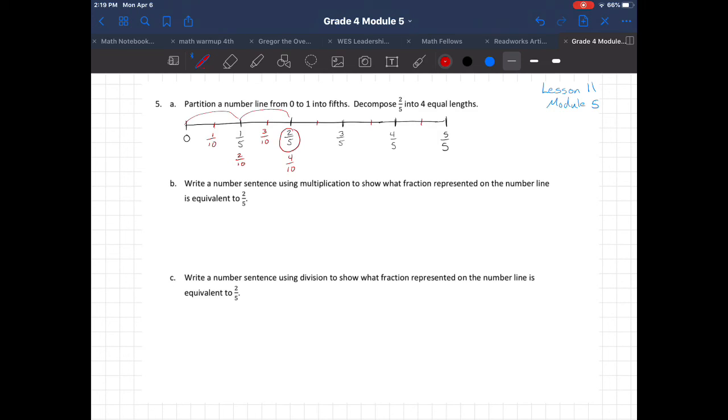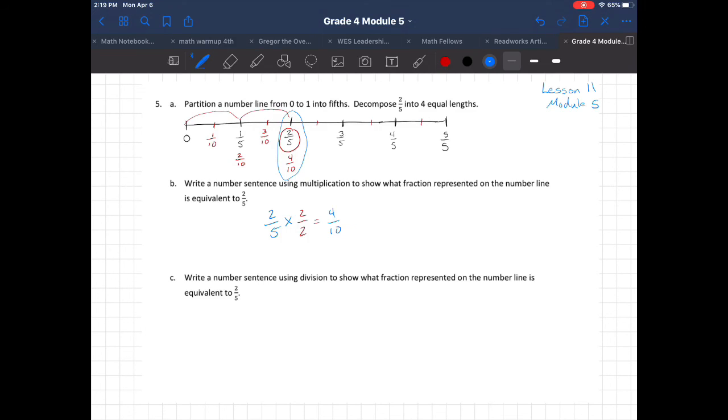Write a number sentence using multiplication to show what fraction represented on the number line is equivalent to 2/5. Okay, so 2/5, they want us to use multiplication to show that equivalent fraction that we just wrote. So 2 over 2 is going to give me my new fraction, which is 4 tenths, which you can see right here. 2/5 and 4 tenths are the same.